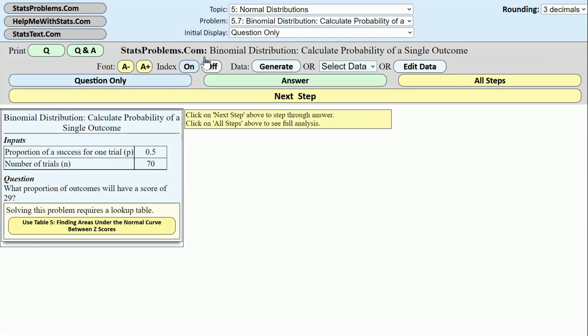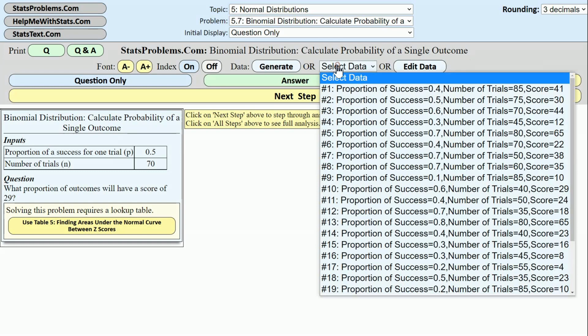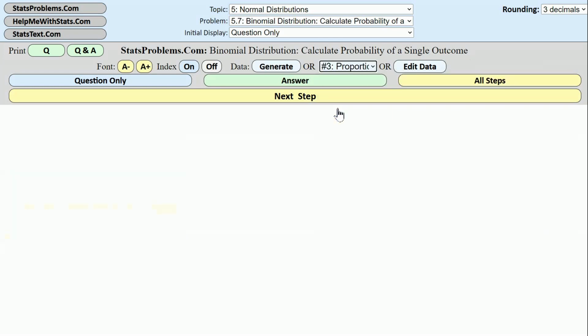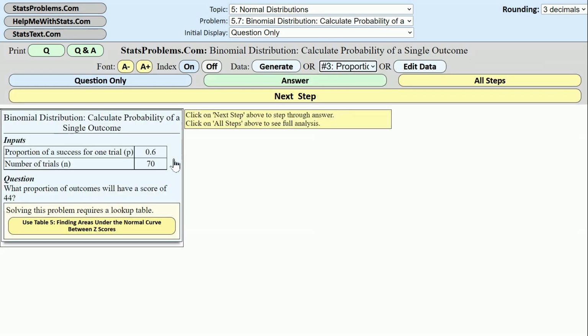Statsproblems.com was used to create this tutorial, which can help use the binomial distribution to calculate probability of a single outcome. Let's begin by selecting one of the 25 example problems. The question appears in the blue box.